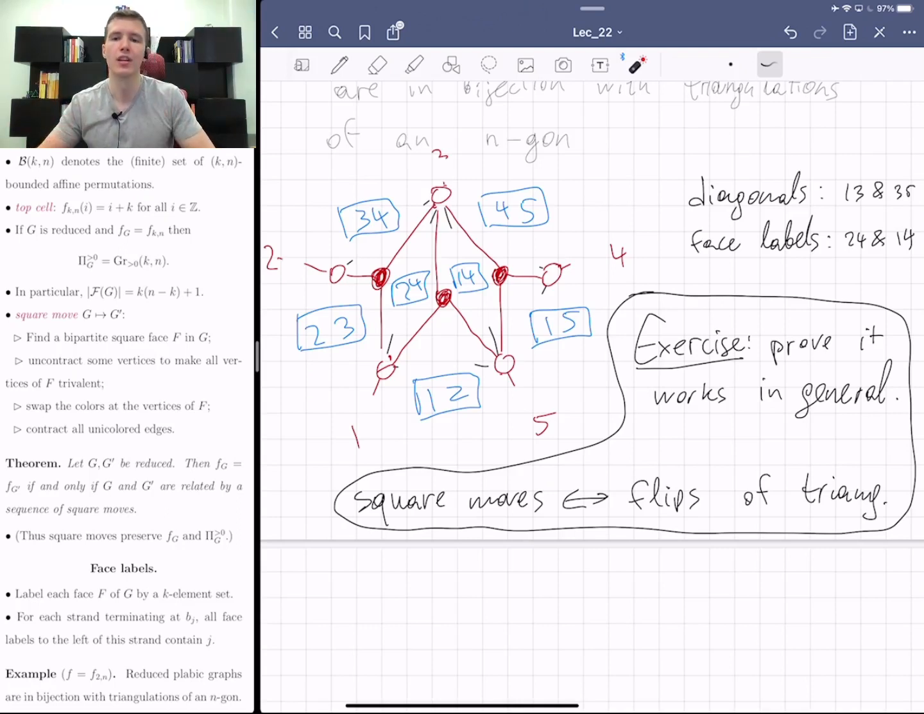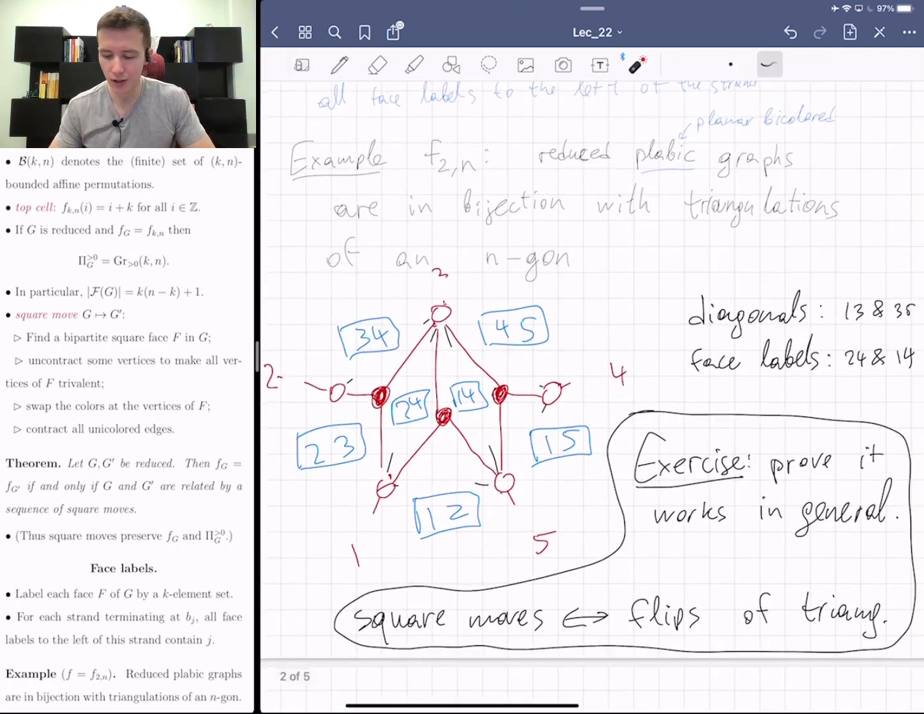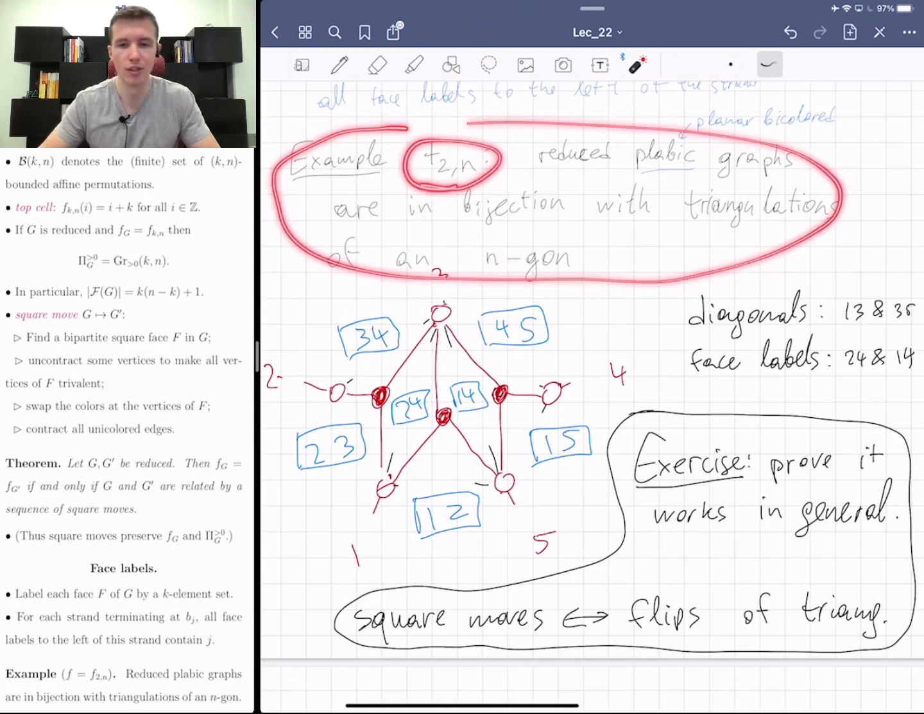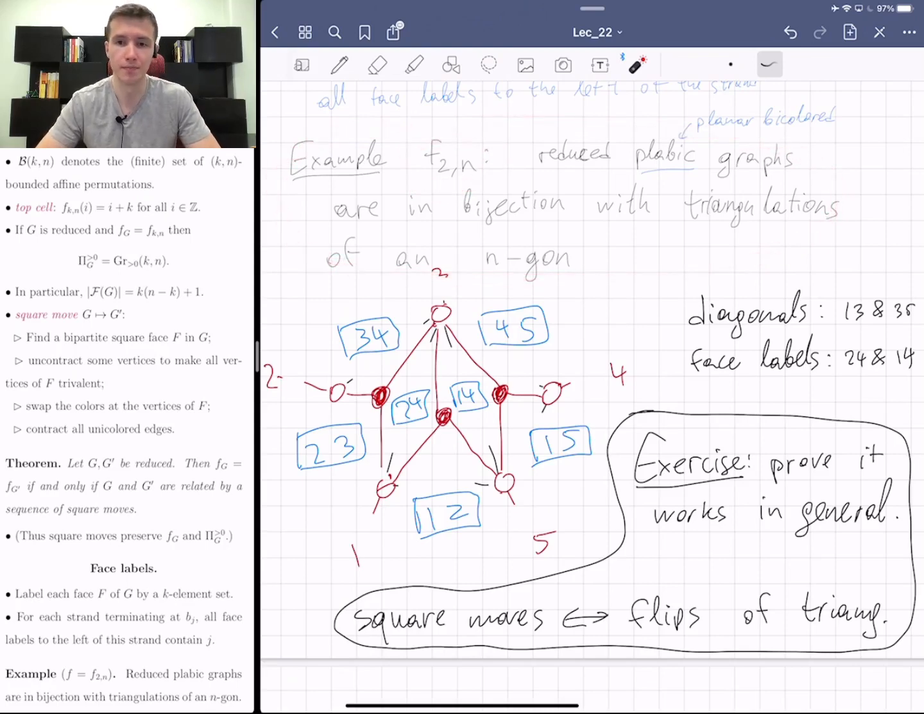So yeah, anyways, this all works very nicely. It's called the associahedron. You have triangulations which are connected by flips. You get the same structure for reduced Postnikov graphs for this permutation for the top cell, and you don't get any other reduced Postnikov graphs.